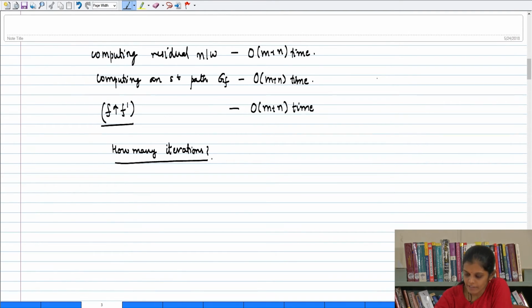So we will again have the same example. So we have, actually I will not write flow, I will just write capacity.